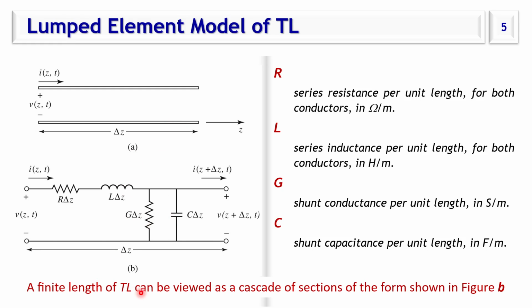So any finite length of a transmission line can be divided into shorter slices and cascaded, and we analyze the transmission line in this way, as cascaded sections of RLGC models. Of course, this is not how we analyze transmission lines now, but this was the very early model for the transmission line.